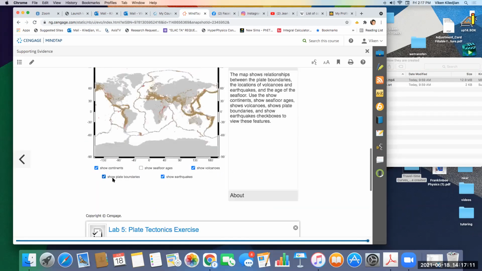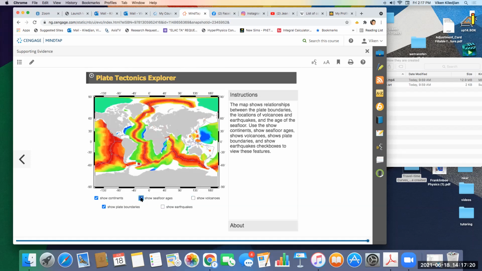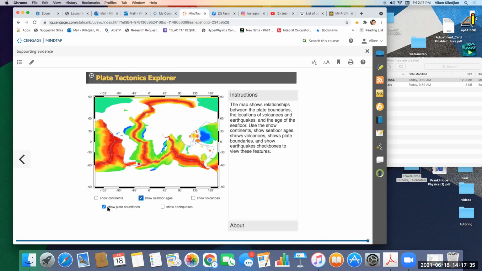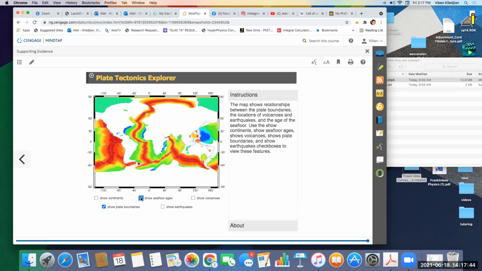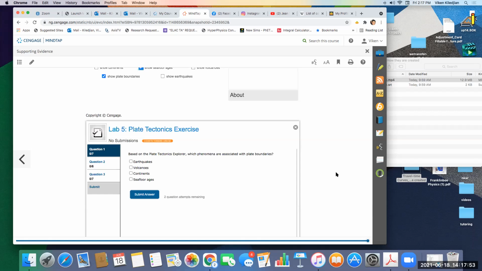So what you would do is keep the continents, and then one at a time, you would go like this, right? Maybe even get rid of the continents and then just go, okay, show plate boundaries and then show seafloor ages. So try to see, is there a correlation between seafloor ages and where the boundary of the plate is, like this. So take a picture of this then, just with these two checked. So see if there's a relationship, and then if there's a relationship, then put seafloor ages, right?